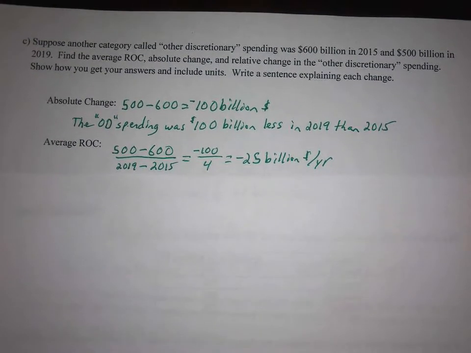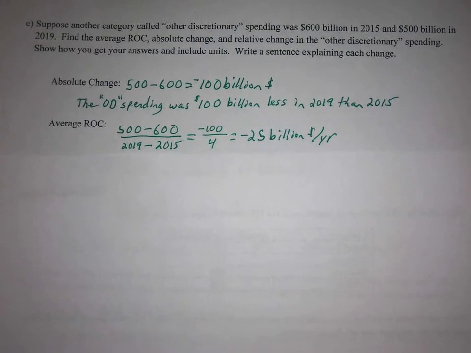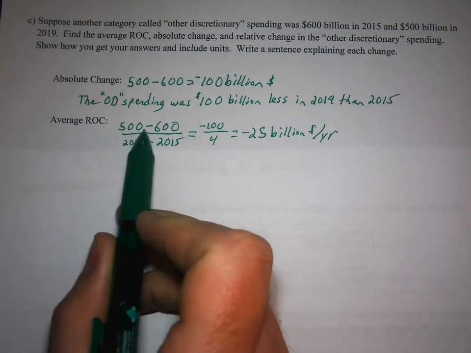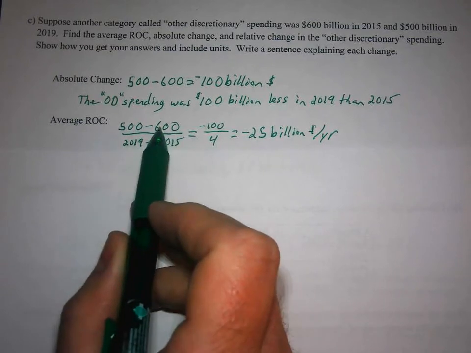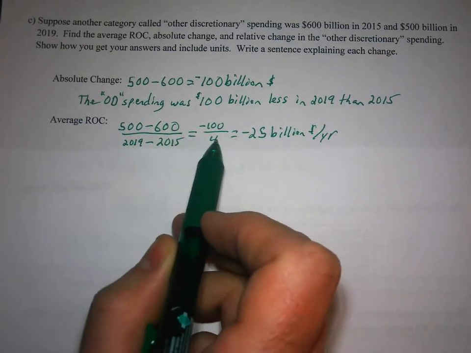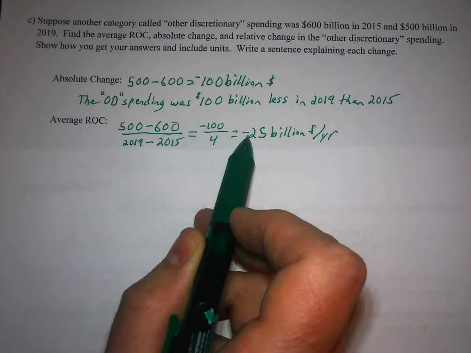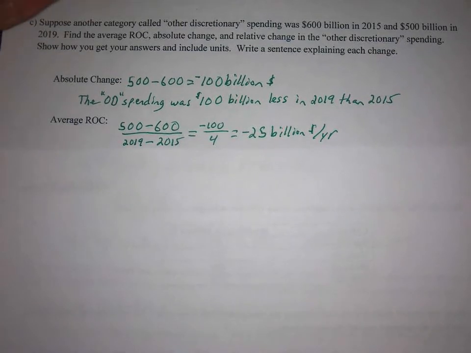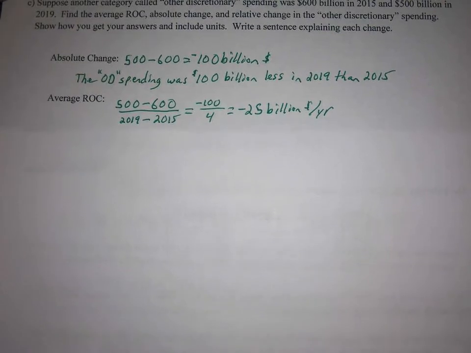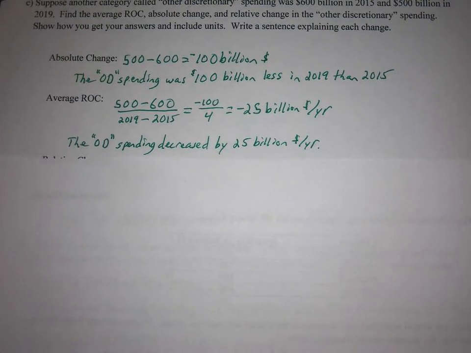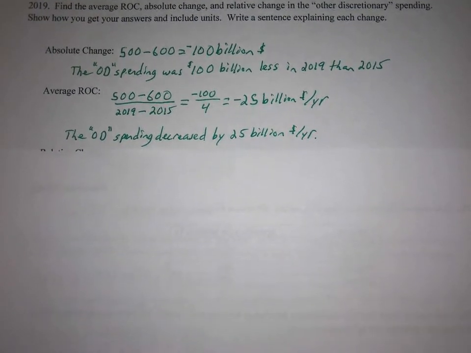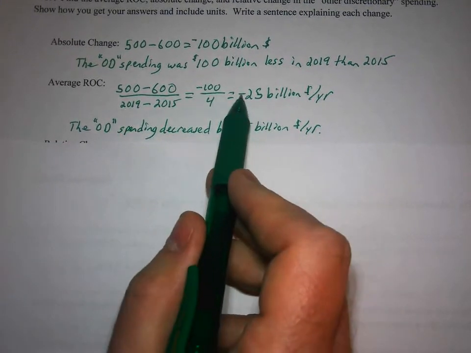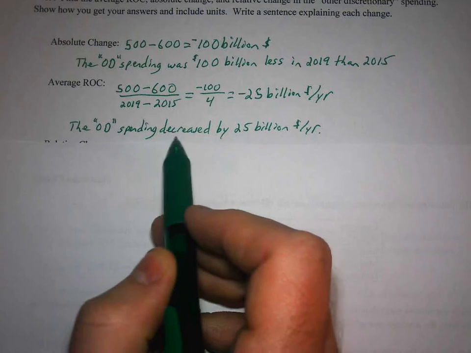The average rate of change, again, find the slope. We ended at 500 billion, we started at 600 billion, so 500 minus 600 divided by the 4 years that went by is negative $25 billion per year. So that just means that the OD spending decreased by $25 billion per year. Okay, the negative is taken care of with the word decreased.